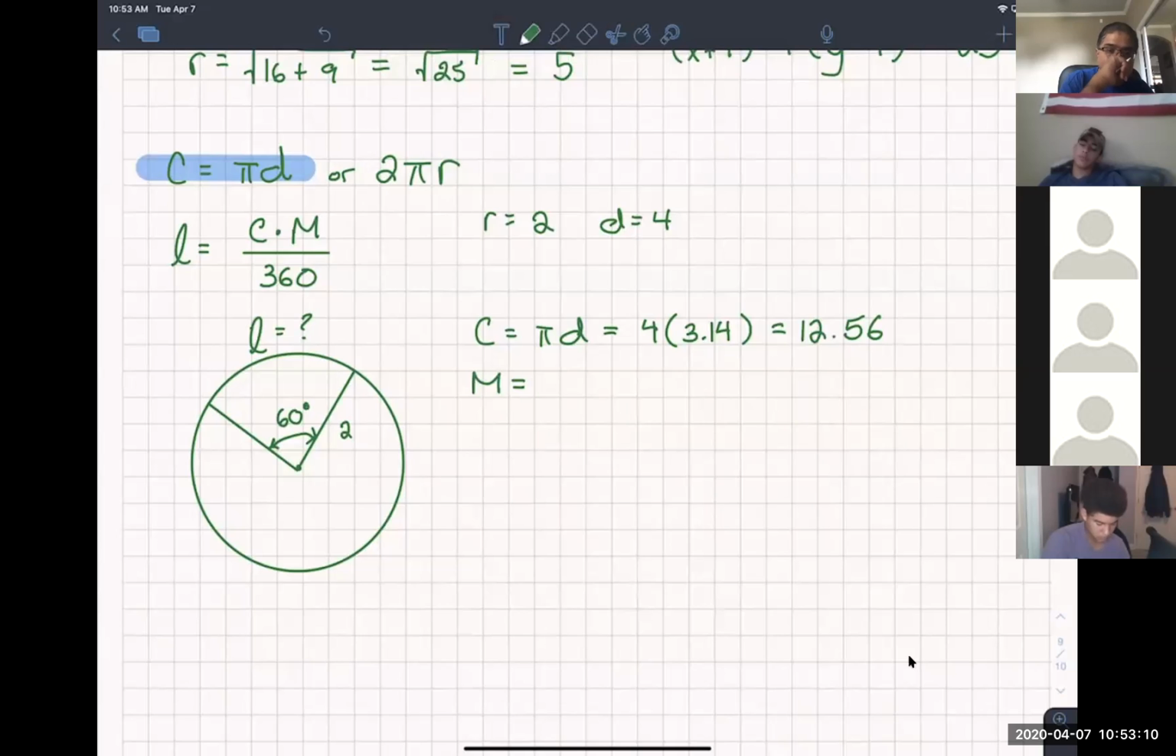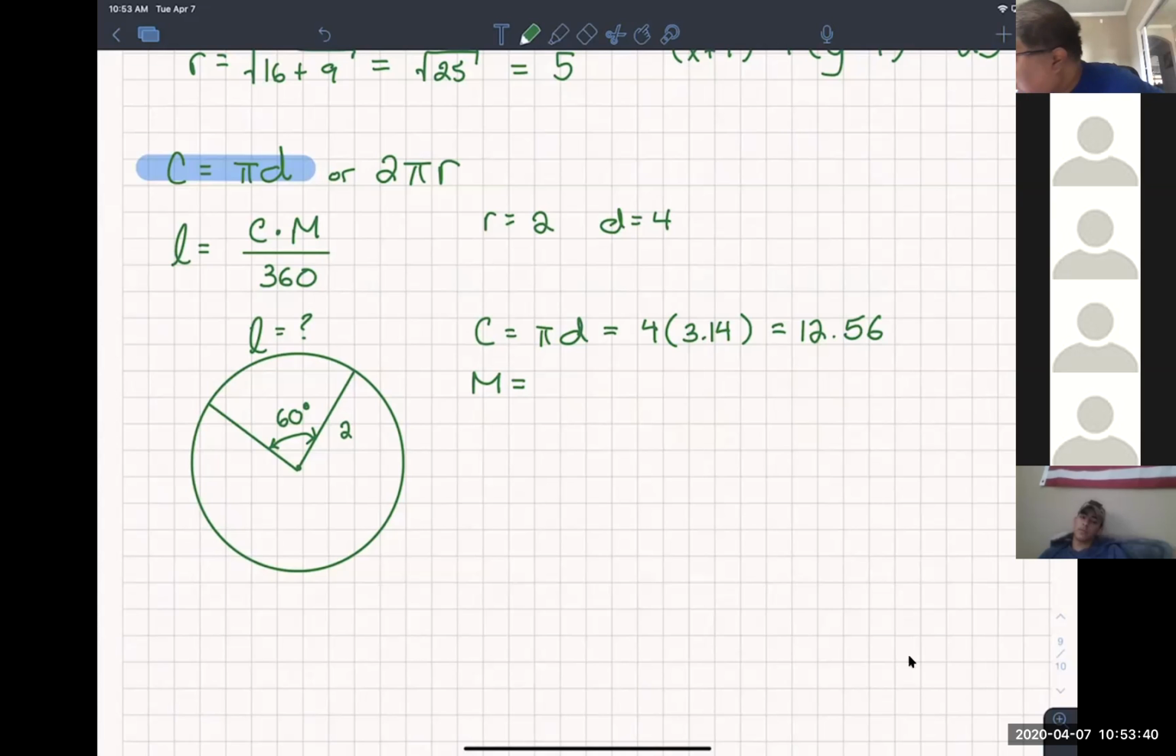What's my arc measure? If I know my central angle is 60 degrees, what is the measure of my arc? What is the curvature of my arc? Well, how are the central angle and the arc related? It's 60. It's the same, right? So we know that the circumference is 12.56 and the arc measure is 60.